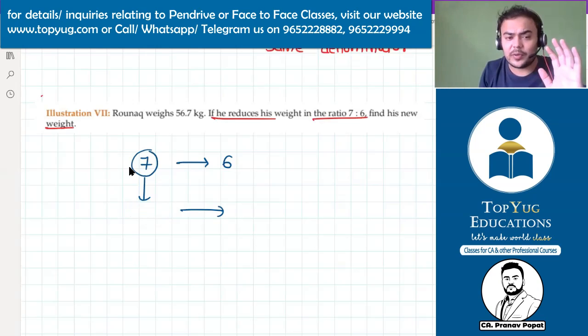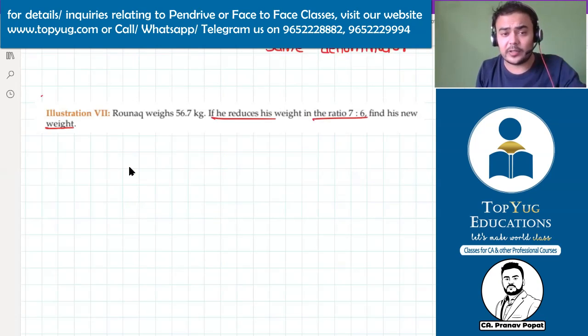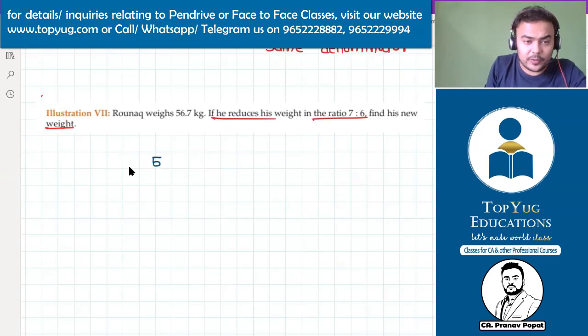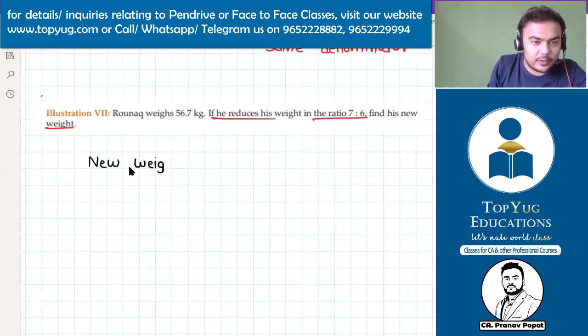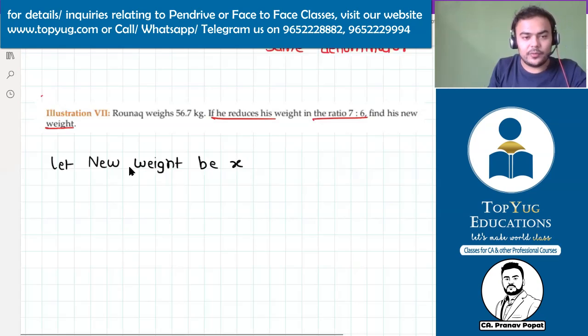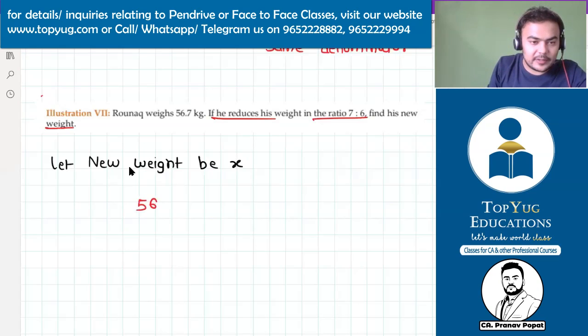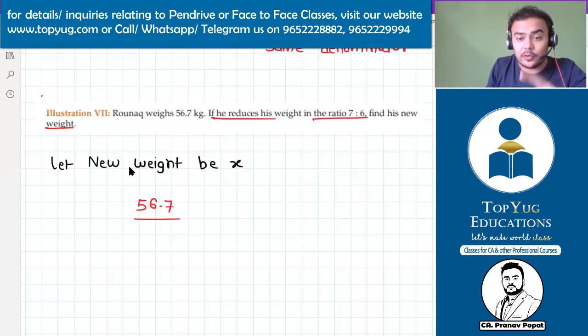So there is a very simple way to do it. Just equate the ratios. Very simple. So my original weight is 56.7. Let us suppose the new weight be x. So what will you do? 56.7 upon the new weight is equal to 7 upon 6.